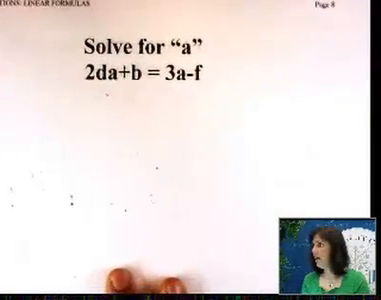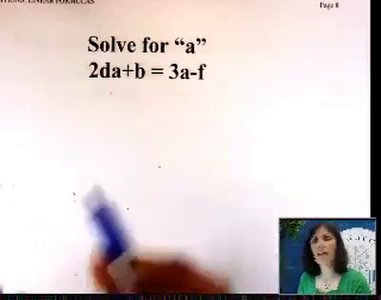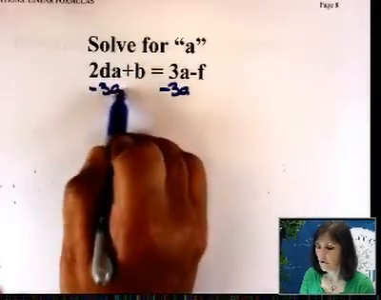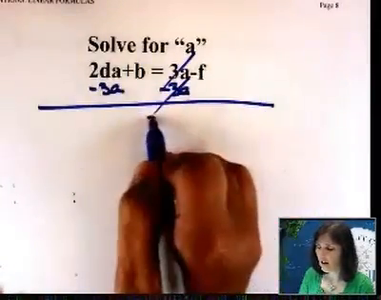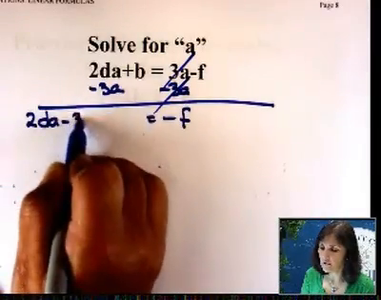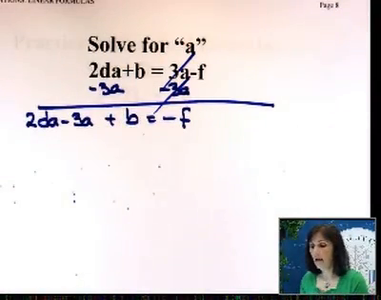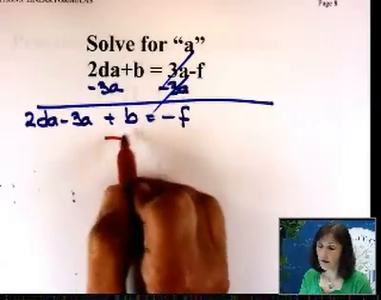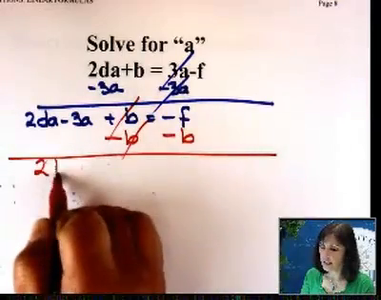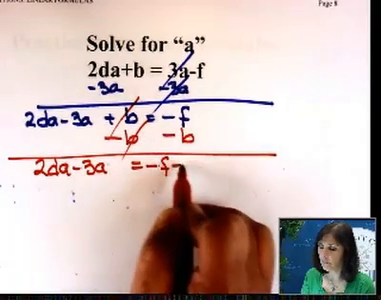Okay, kind of similar. Solve for A. Uh-oh, I have an A and a number and all that. Same thing. Get rid of this A, move it to the left. Okay, these two go. You have a negative F on the right. On the left, you have 2dA minus 3A plus B. Now, these have A's in them, and that's what I wanted. Now, I need to get rid of this B. How? Addition property. These two will go. You'll have 2dA minus 3A equals negative f, negative b.